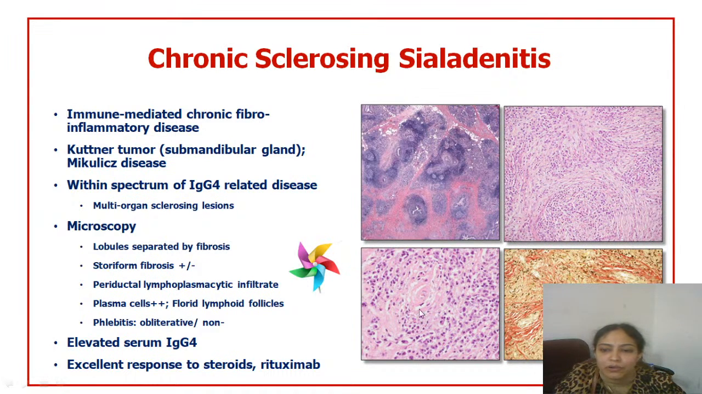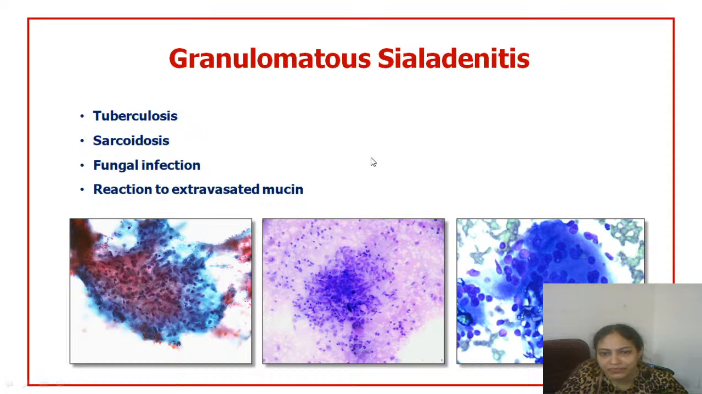So that is why it is very important that you either identify it on an FNAC or a core needle biopsy, and you don't go for a resection of the mass.